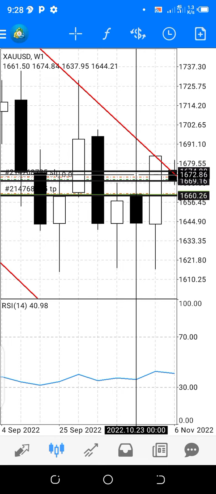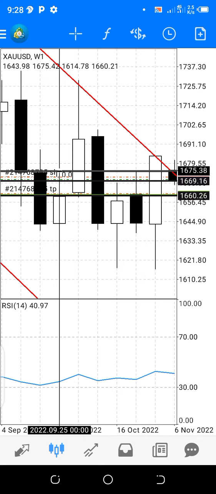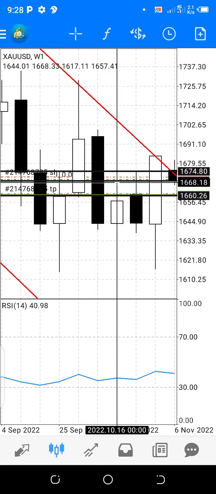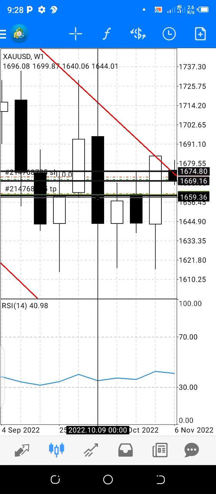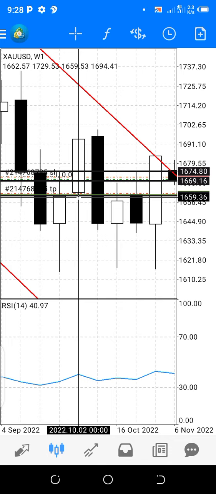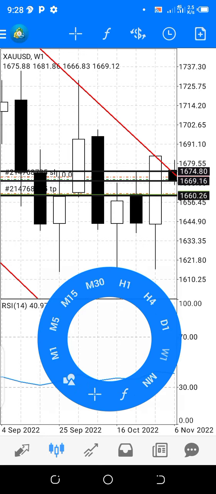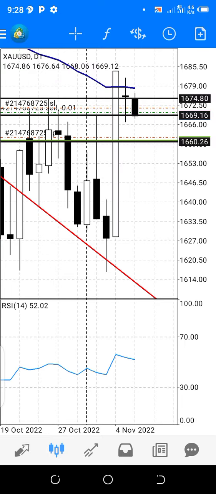that has touched multiple times. So we call here one resistance. The second one is here, another resistance that has touched here. The third one is here. So we have three support and resistance lines that eventually have reacted in times past. Then we now go to daily.